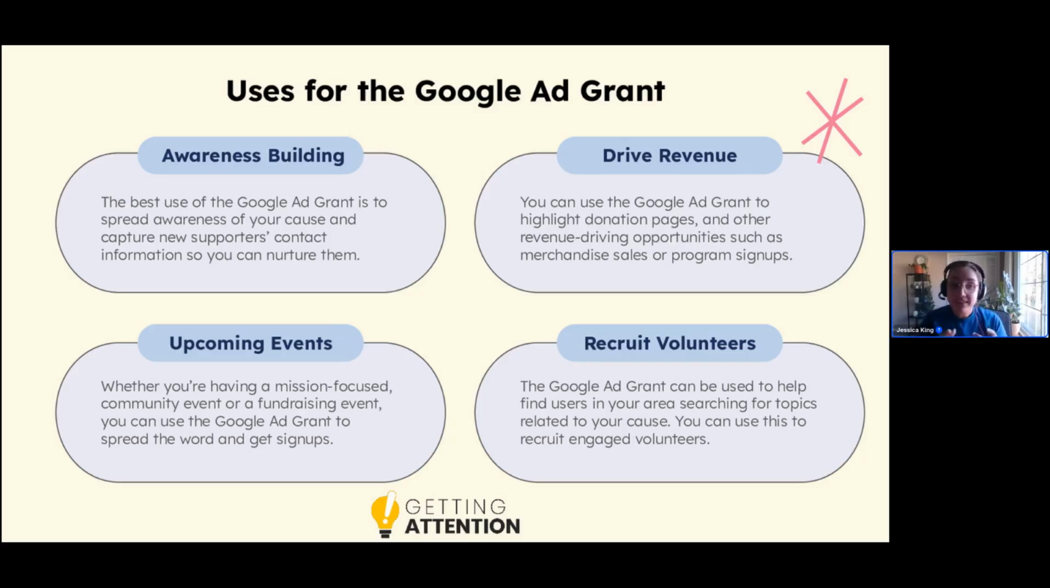But the best use for the Google Ad Grant is to improve awareness of your organization and get in front of new supporters. I'm a huge fan of pairing that, and we talked about conversions earlier, with collecting contact information, with the goal being that you are not only finding new people who are interested in what you do and bringing them to the site. That's step one. But then how do we keep these people in our ecosystem? And then how do we nurture them so that they ideally become more engaged with us over time? That's step two.